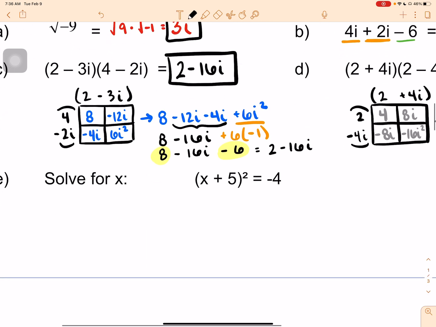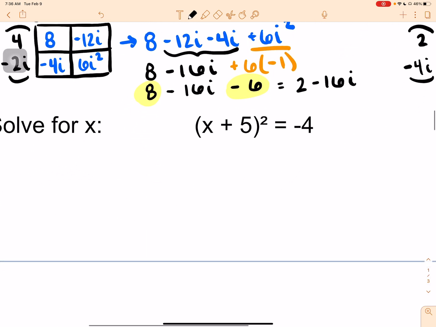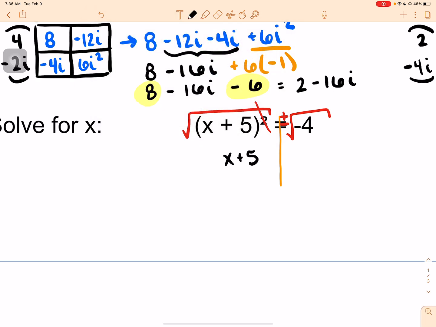Okay, this one is saying solve for x for part E. So what I like to do, of course, is draw a line down the equal sign. And I notice that this is in a perfect square form. So I can cancel out that squared by taking the square root of both sides. And we still want plus or minus here. So that squared cancels out with the square root. So I have x plus 5 equals plus or minus the square root of -4.